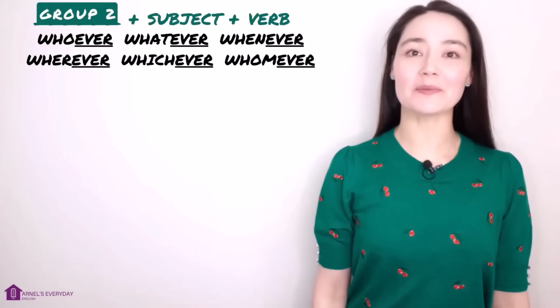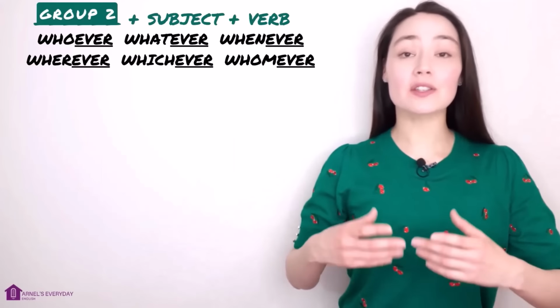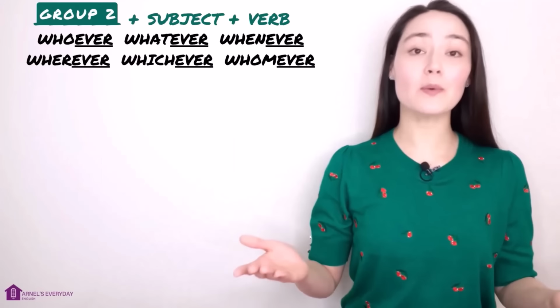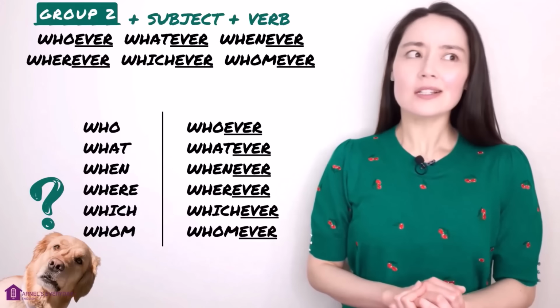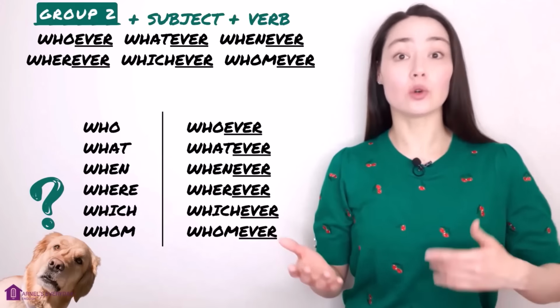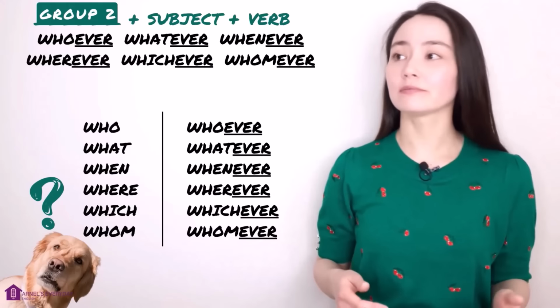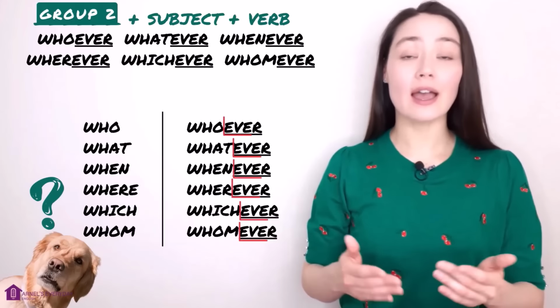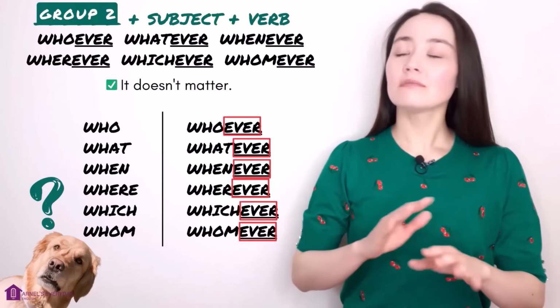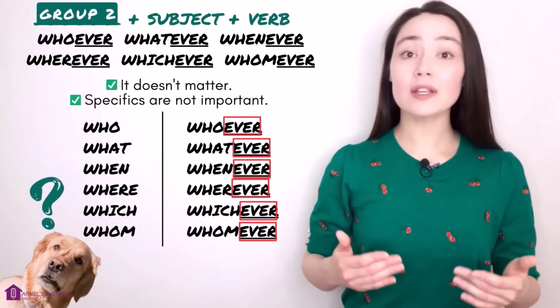Group number 2. These words function the same way grammatically as group number 1. That makes them pretty simple. So what's the difference between who, whoever, what, whatever, where, wherever? When we add the suffix ever, we mean it doesn't matter. Specifics are not important.